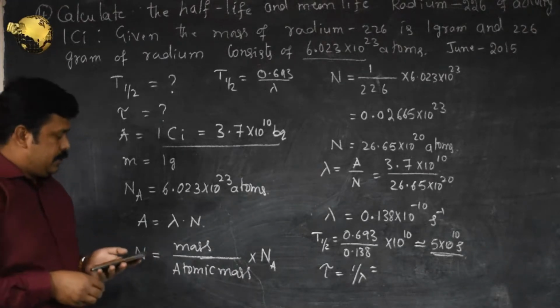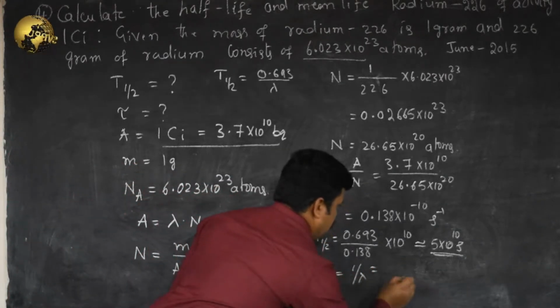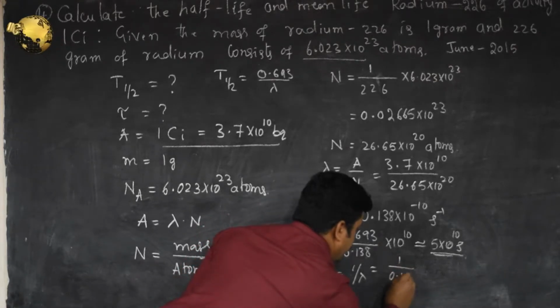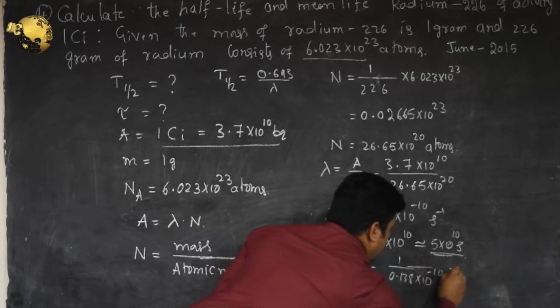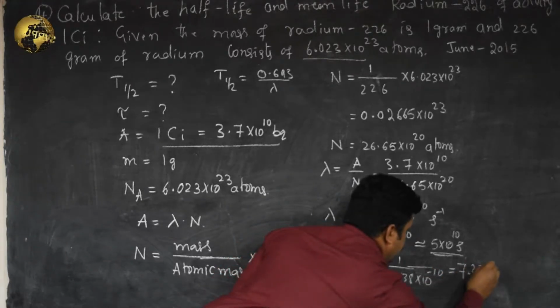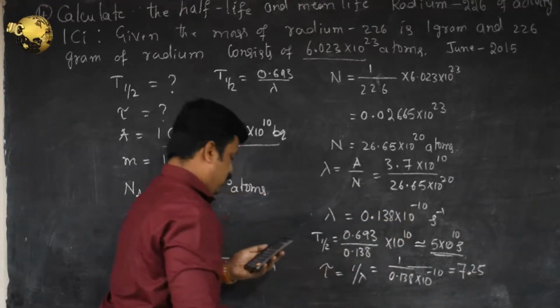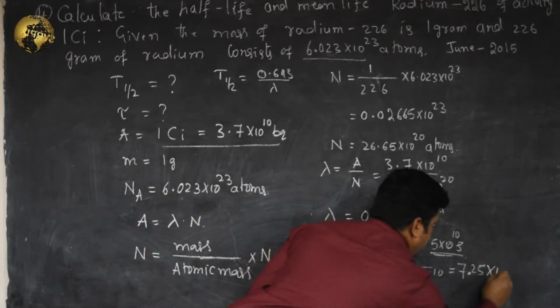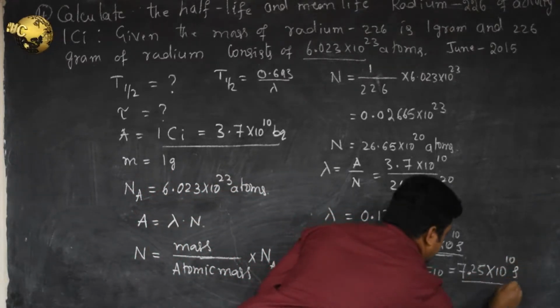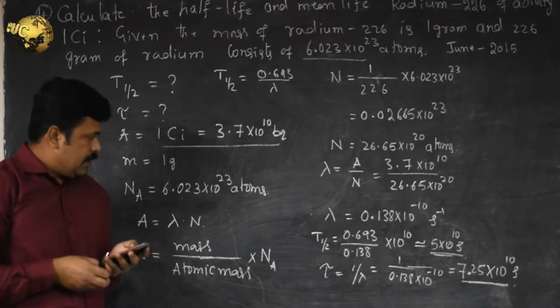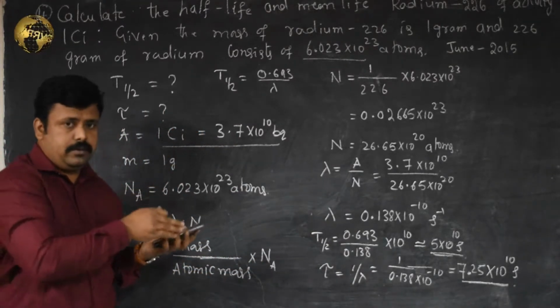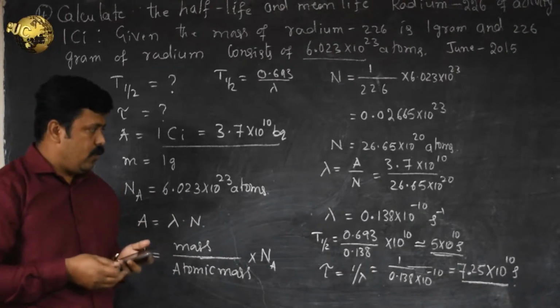So we get it as 1 divided by 0.138 into 10 to the power minus 10. So approximately we get 7.25 into 10 to the power 10 seconds. So we can easily understand that the answers are right in some way.